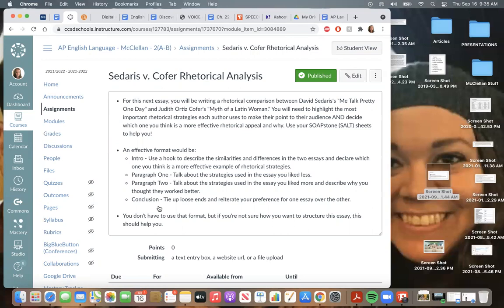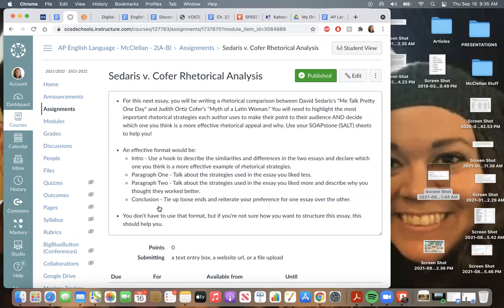To go into the next paragraph, say, however, like I thought that, well, you wouldn't say I think because we're doing third person, but however, Kofer's essay was a more effective rhetorical appeal because, and then you could go into talking about the strategies that you liked in the one you thought was more effective and why you thought they worked better. And then in the conclusion, you would just tie up loose ends and reiterate your preference for one essay over the other. You don't have to use that format, but if you're just not sure how you want to structure it, that might help you.